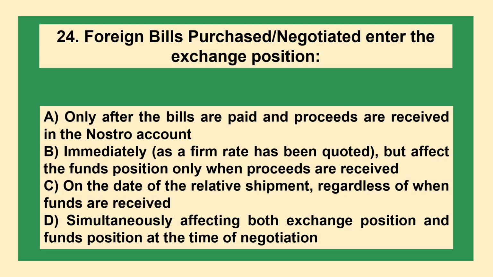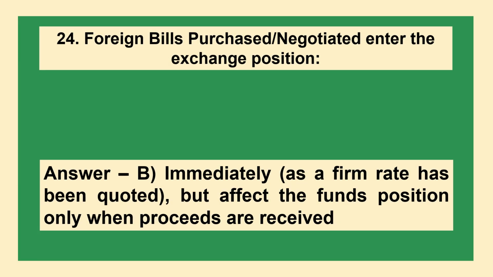Foreign bills purchased or negotiated enter the exchange position: option A, only after the bills are paid and proceeds are received in the Nostro account; B, immediately as the firm rate has been quoted, but affect the funds position only when proceeds are received; C, on the date of the relative shipment regardless of when funds are received; D, simultaneously affecting both exchange position and funds position at the time of negotiation. The answer is option B, immediately as the firm rate has been quoted, but affect the funds position only when proceeds are received.